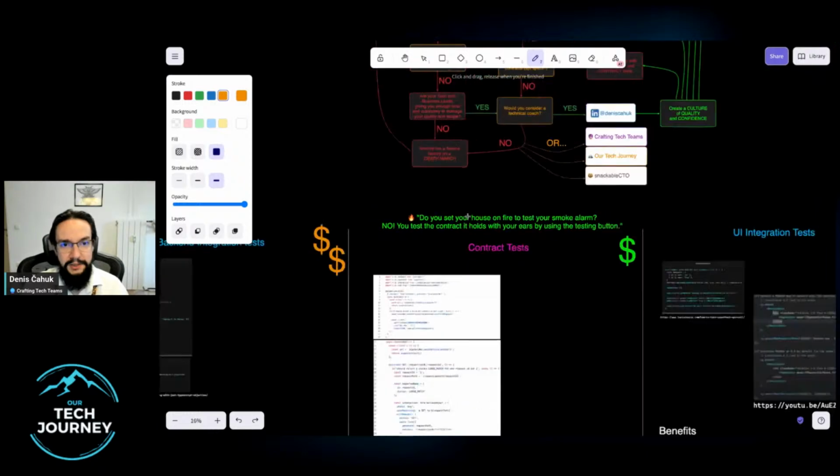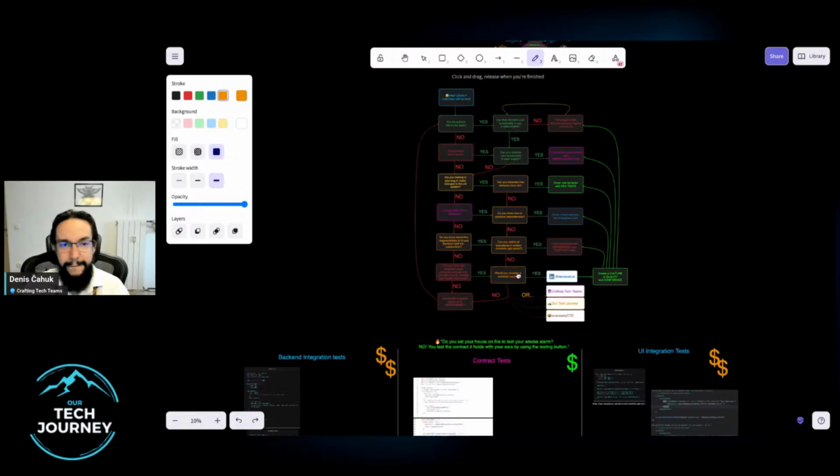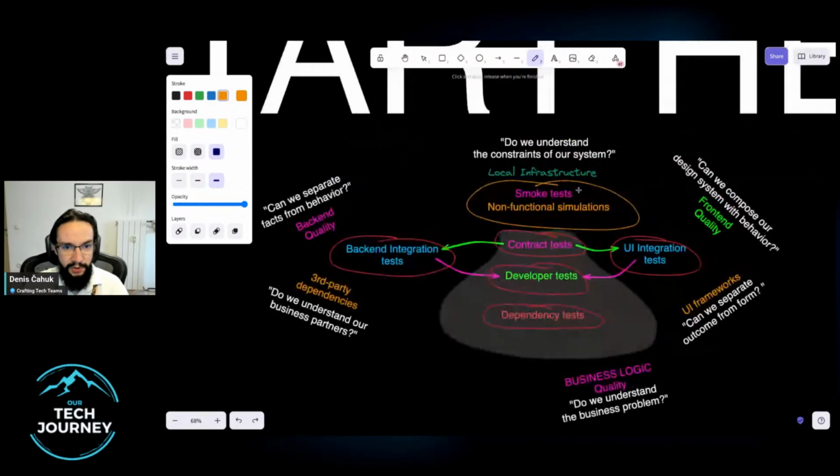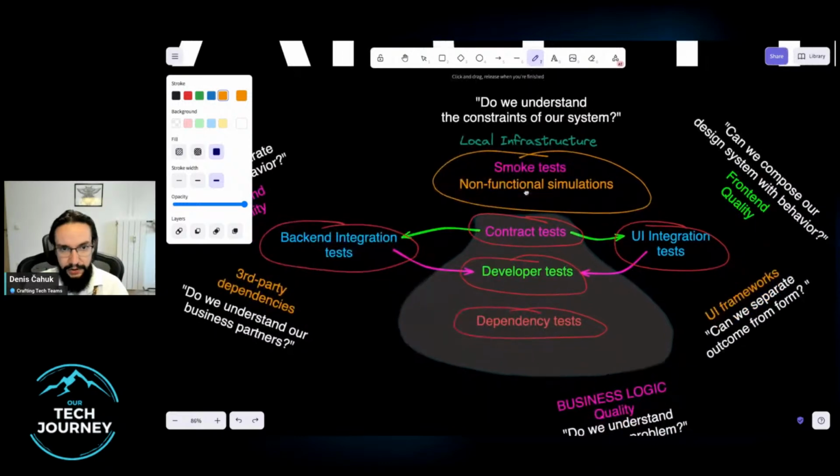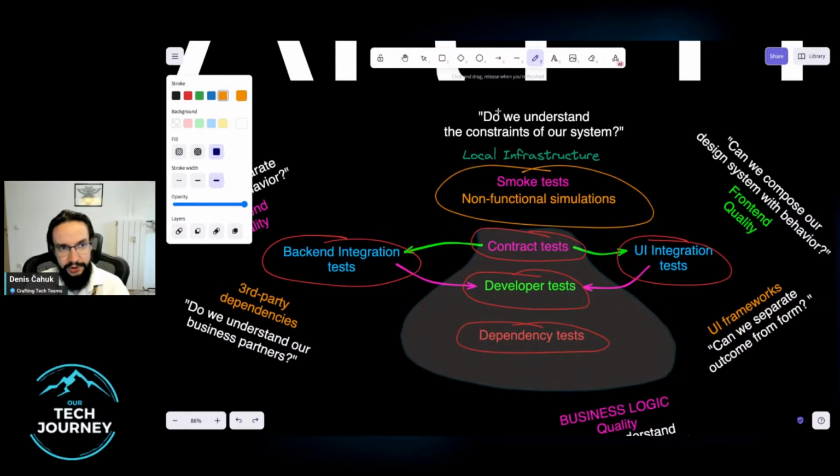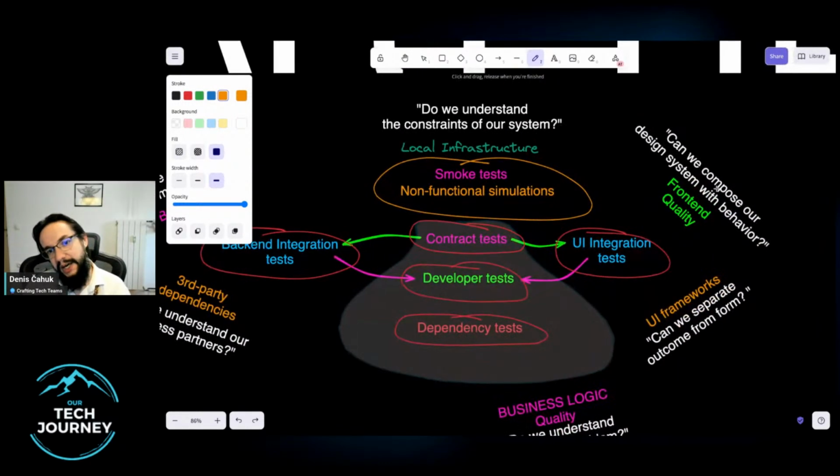Let's go back. Okay, so that's the smoke test and the non-functional simulations. They answer the question, do we understand the constraints of our system? Then we have the UI integration tests. I'm going clockwise. The UI integration tests usually tell 2 different things.